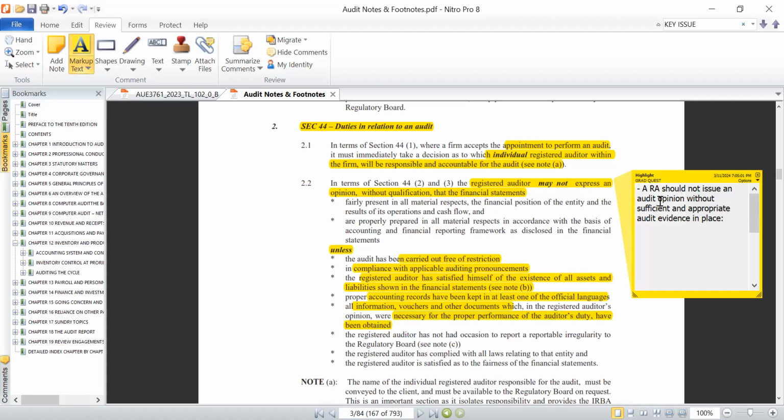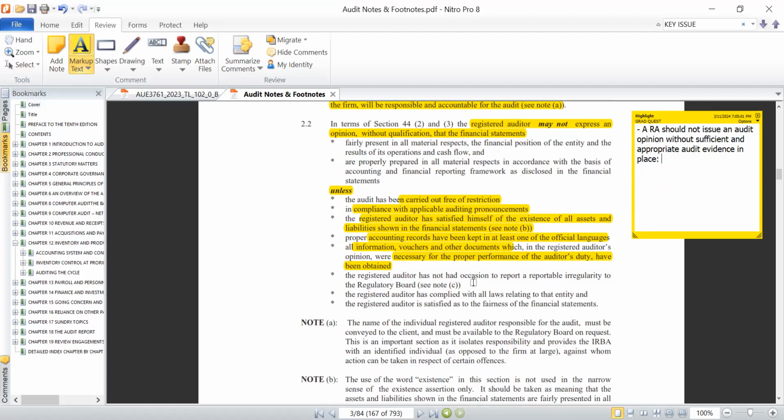What are we saying there? Do you see that all of these things are a breakdown of what I've already given you here, to say that a registered auditor should not issue an audit opinion unless there is what? Sufficient and appropriate evidence. And that evidence is sufficient and appropriate on what basis? On the basis that the audit has been carried out free of restrictions, and there is compliance with the audit pronouncements, which is the APA Act and other legislative documents.